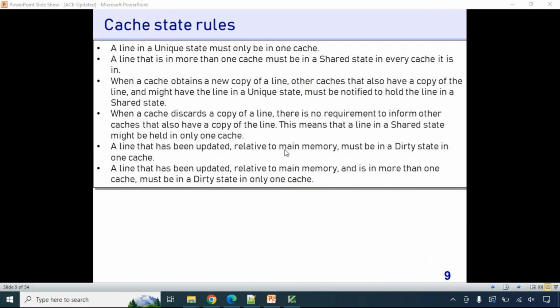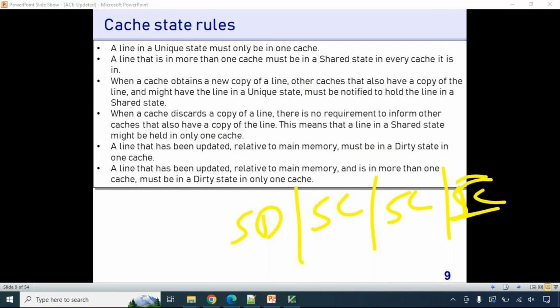Next. A line that has been updated relative to the main memory must be in dirty state in one cache. The dirty state can only be in one cache. Every other cache should be shared clean, and it cannot be unique clean, because if it is in multiple caches, it should be shared. If there are multiple caches, one should be shared dirty and the others should be shared clean, or it could be invalid. Invalid means that the location doesn't exist in this cache at all.